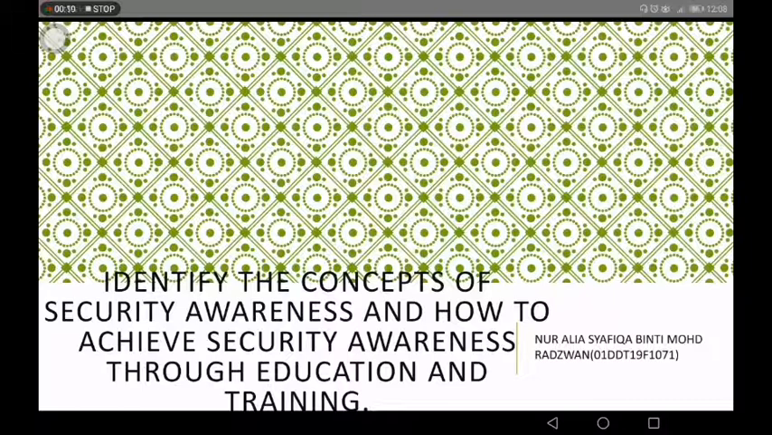Hari ini saya akan membentangkan identify the concept of security awareness and how to achieve security awareness through education and training.